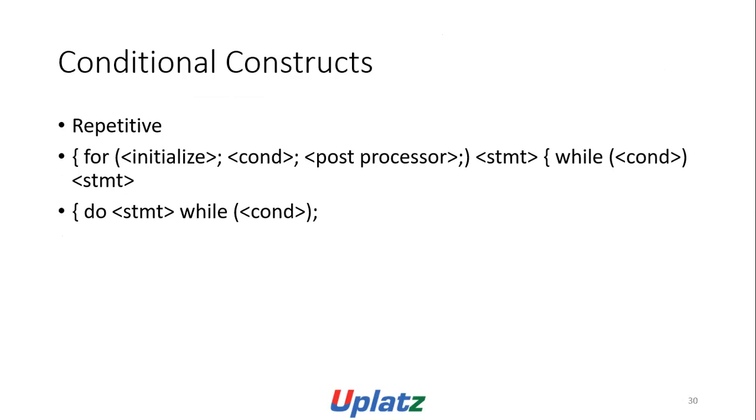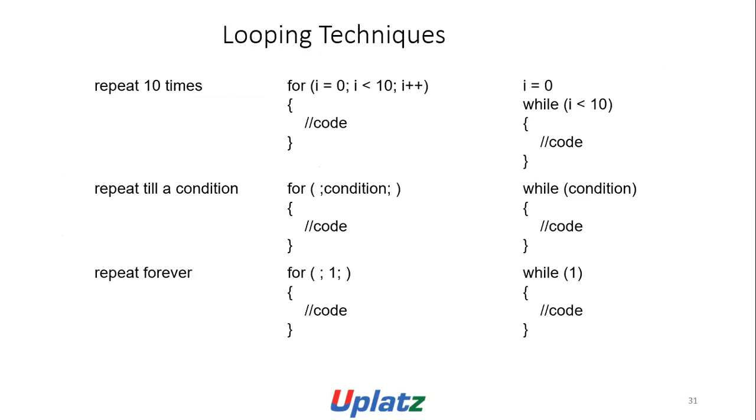Conditional constructs and repetitive loops: for (initialize; condition; post-process) statement; while (condition) statement; do statement while (condition). Looping techniques: repeat 10 times: for (i = 0; i < 10; i++) code; or i = 0; while (i < 10) code. Repeat till the condition: for (condition) code, while (condition) code. Repeat forever: for (;;) code, or while (1) code.